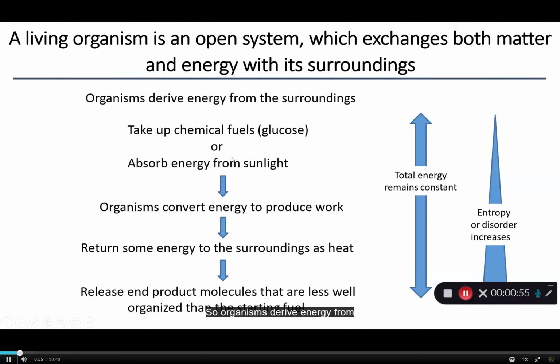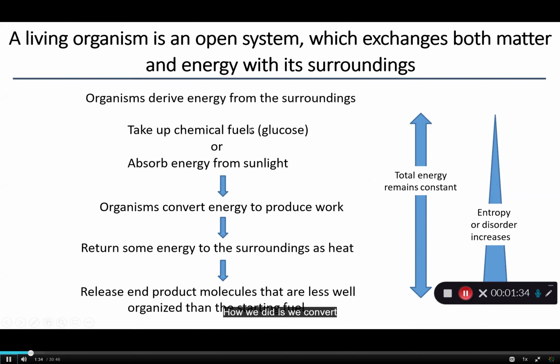So organisms derive energy from their surroundings by either taking up fuel or chemicals in the form of glucose, or by absorbing energy from sunlight to create their own glucose, as is the case with plants. In fact, the ultimate source of almost all energy used by organisms on our planet essentially comes from the sun. Since plants are able to absorb energy from sunlight to create glucose, and we are able to consume that glucose to create our own cellular energy. Organisms convert energy from either of these two sources to produce some type of work.